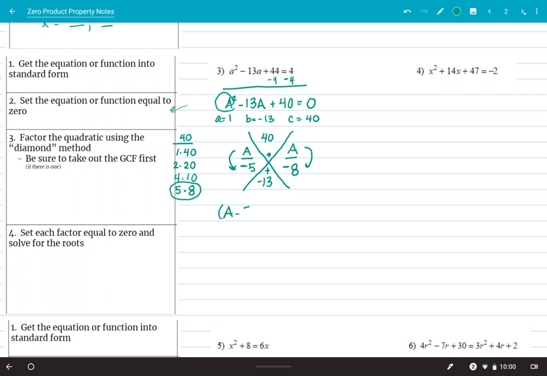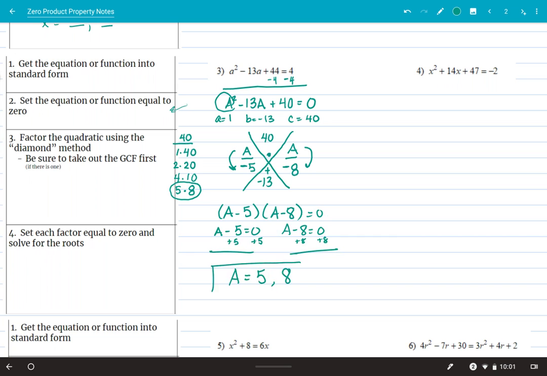A minus 5 and A minus 8, oops, almost forgot the minus, equals 0. Set each of them equal to 0 and solve. So add 5, add 8. I'm just doing it all at the same time, make it easier. You can do each one separately, or you can do it together. Then we get it crosses at 5 and 8. Then we can always graph it to see if it's true.